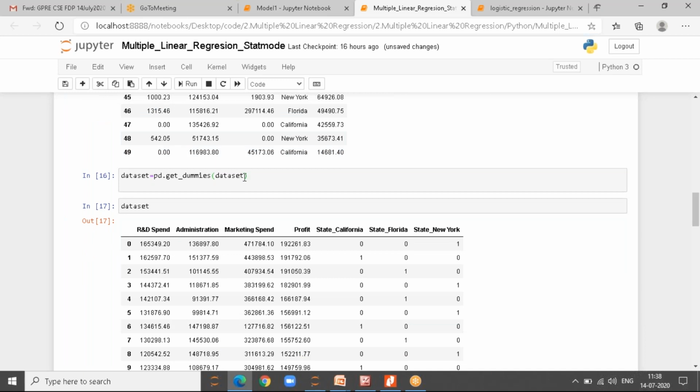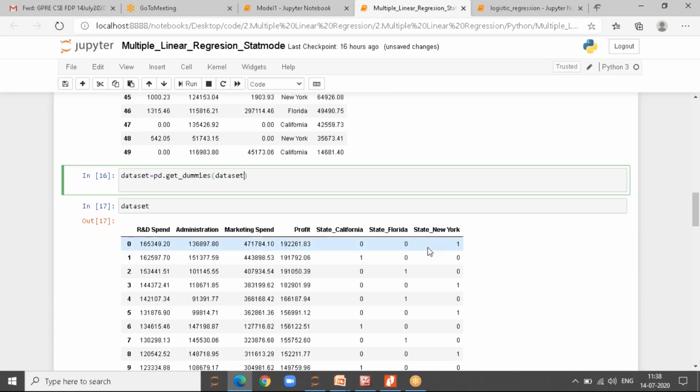See, if I don't write drop_first, I get 3 states like this, which maintains some one-hot encoding. So this is the reason I split this state attribute into nominal categorical data. Wherever California is present, or New York, or Florida, there I will place 1, and in the remaining cells I will put 0.